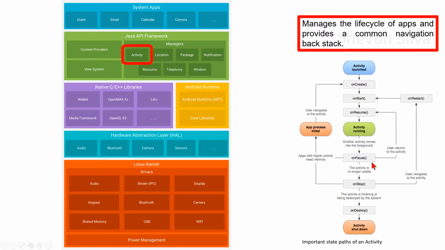So you can see here if the user returns to the activity, then we can move back to onResume, or this is also killable. So it can move to the app process killed state also. Then it can move to onStop. The activity is no longer visible.